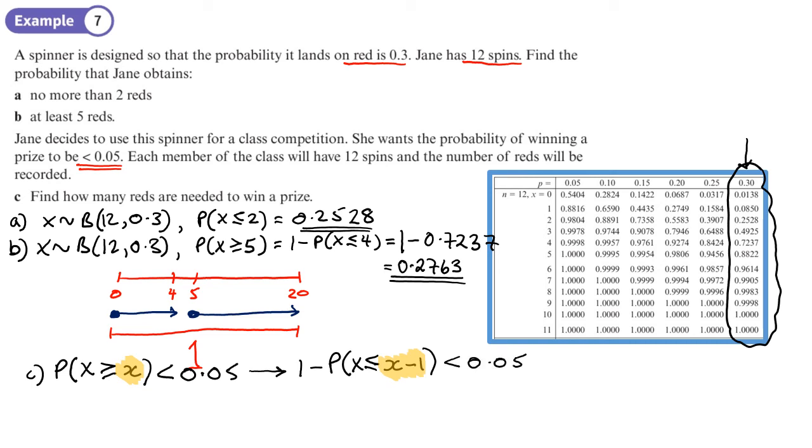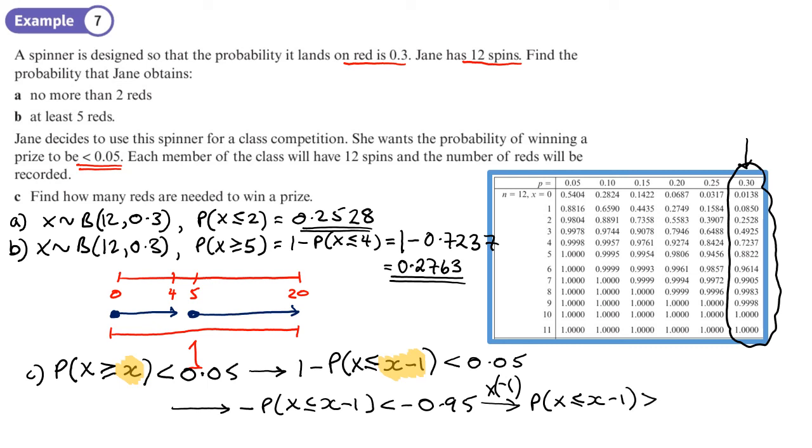And that needs to be less than 0.05. Now I'm going to take away 1 from both sides, so I end up with negative probability X less than or equal to x minus 1 is less than negative 0.95. In the next step, I'm going to times both sides by negative 1, and when I do that, we reverse the sign. Remember, with inequalities, if you times or divide both sides by a negative number, you reverse the sign.